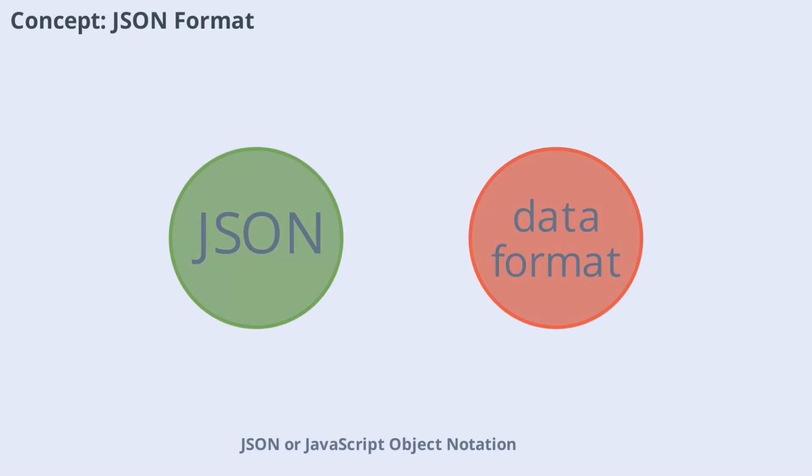JSON, or JavaScript Object Notation, is a structured data format that uses key-value pairs. It's commonly used in web development and APIs to store and exchange data. JSON is flexible and supports complex nested data structures, making it ideal for modern applications.